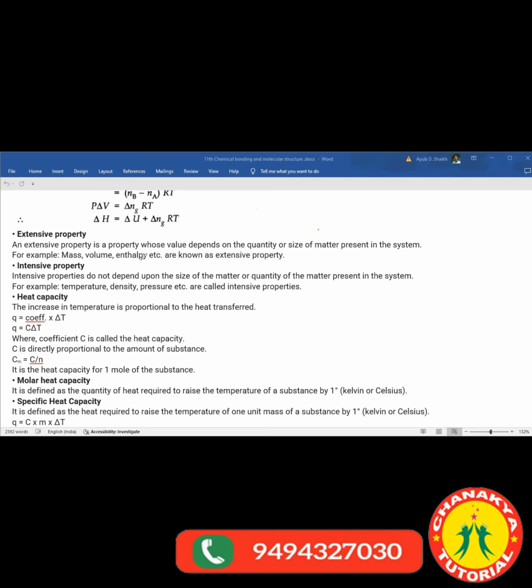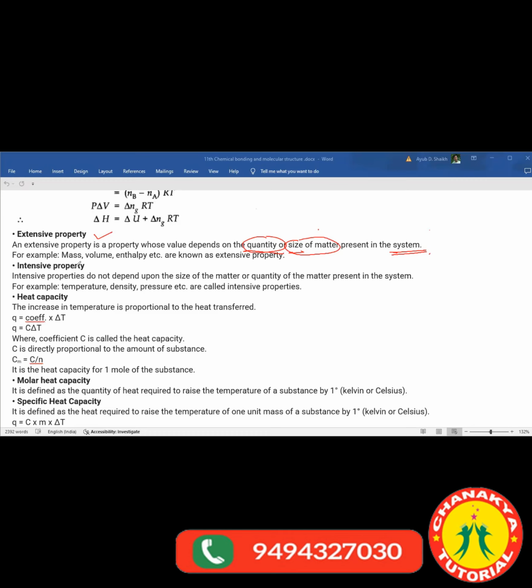Extensive property means what? The extensive property is a property whose value depends on the quantity or size of matter present in the system. So such properties are called extensive properties. Examples are mass, volume, enthalpy. Everything is depending upon what? Quantity and the size of matter, the amount of matter present in the system, in short.